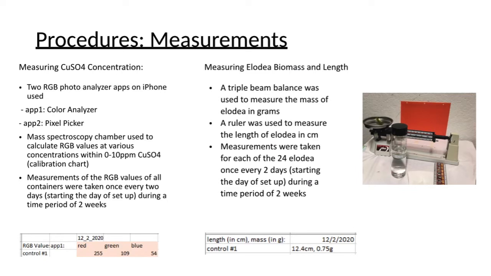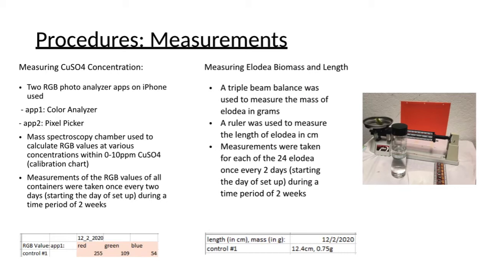And during the experiment, measurements of the RGB values of all containers were taken once every 2 days, starting the day of setup, during a time period of 2 weeks. Below you can see an example of how RGB values were measured during the experiment. For measuring allodia biomass and length, a triple beam balance was used to measure the mass of allodia in grams. A ruler was used to measure the length of allodia in centimeters.